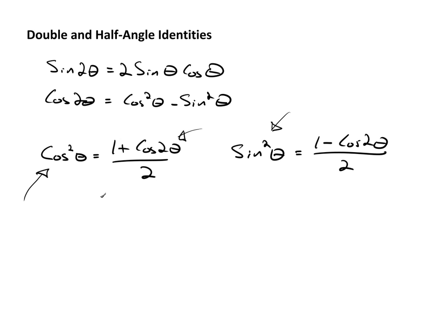This most commonly pops up when we're trying to integrate something and you have a sine squared in there that you need to integrate by itself. It's kind of like, well, how do I integrate that? Using this identity makes it pretty straightforward.